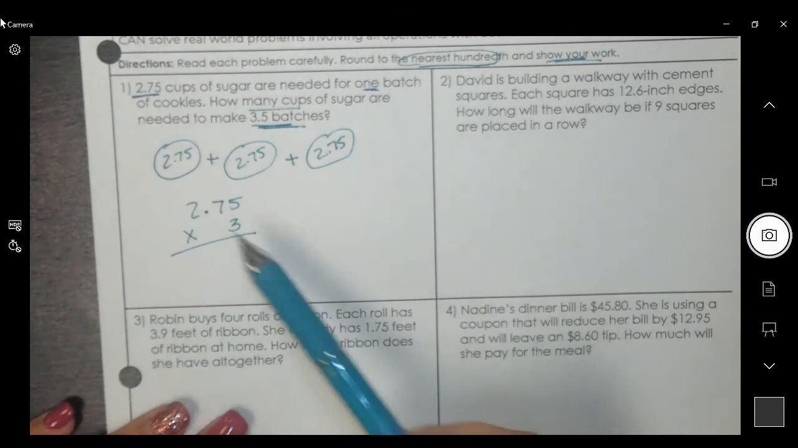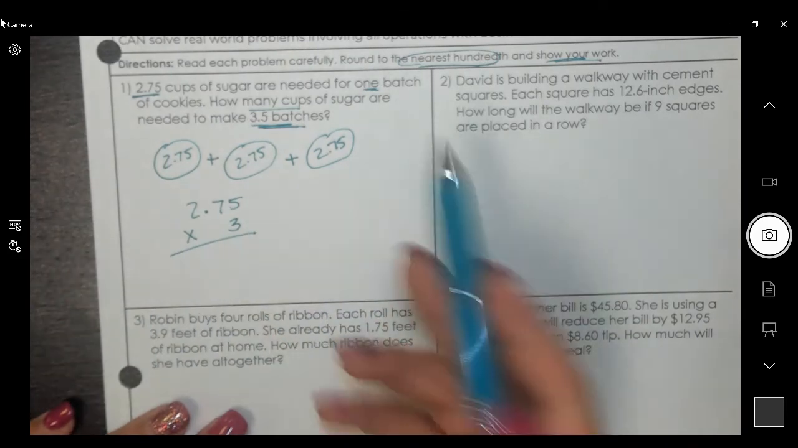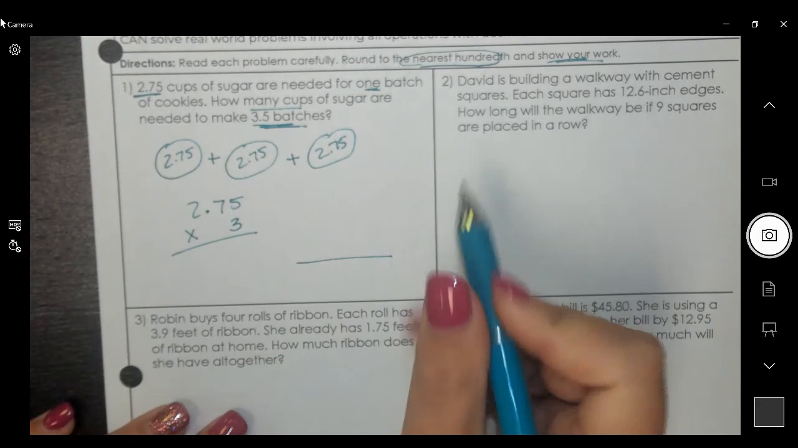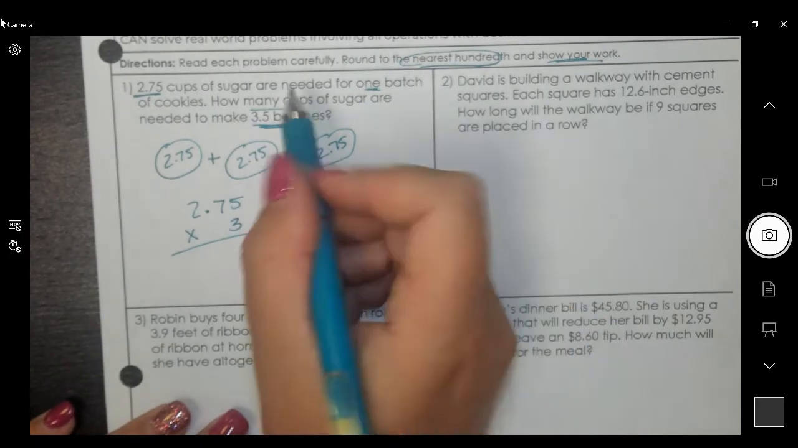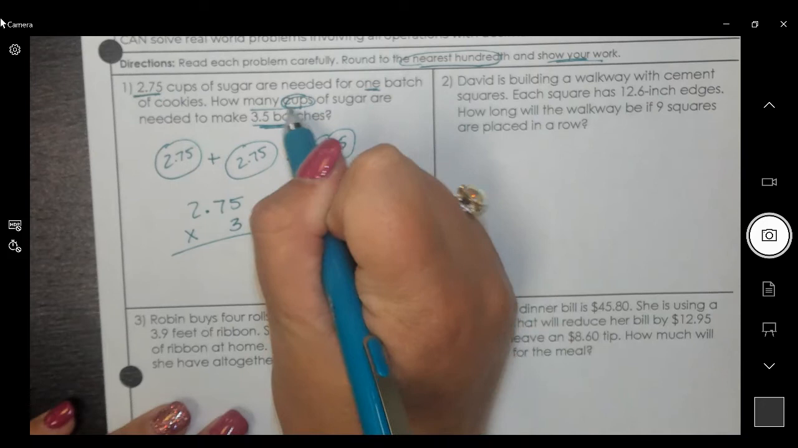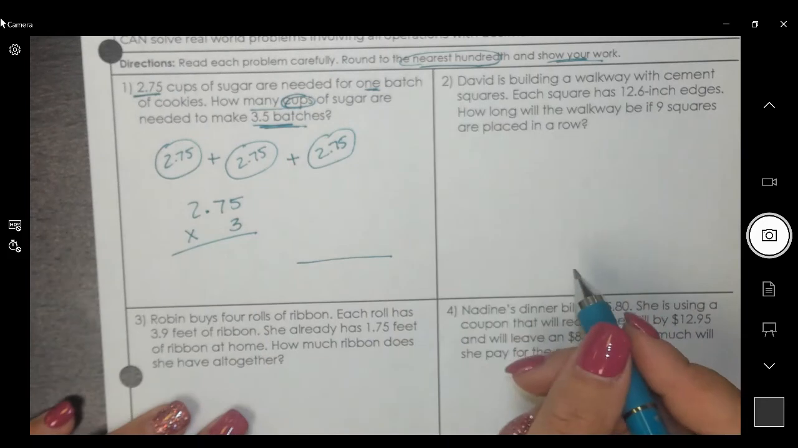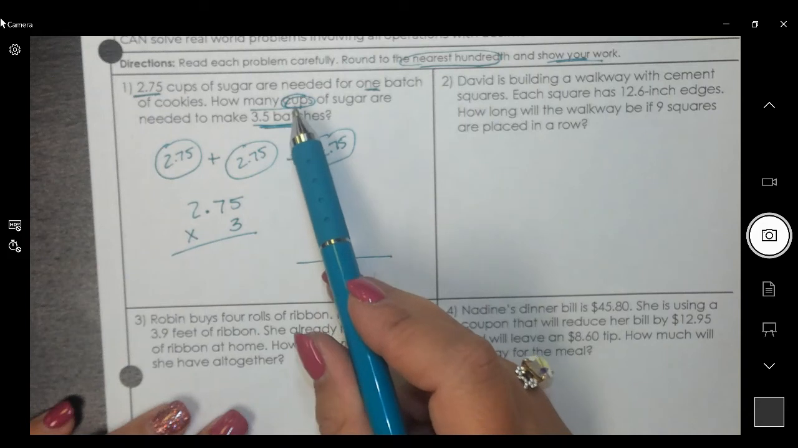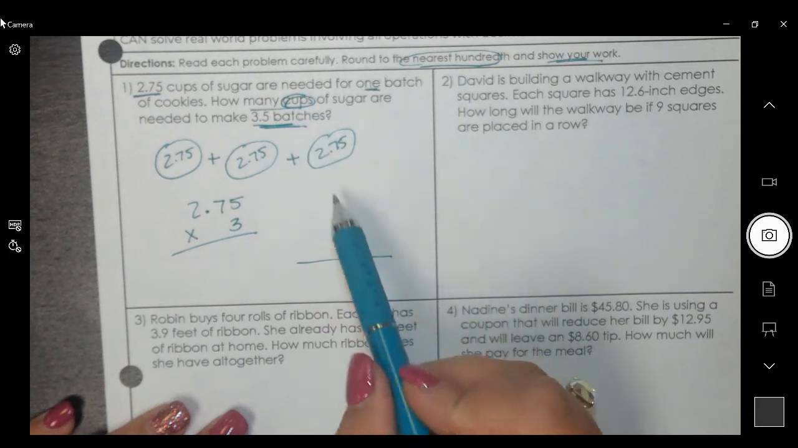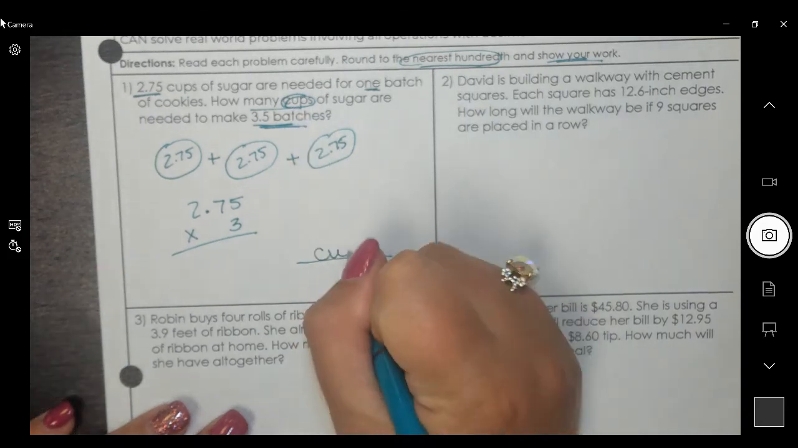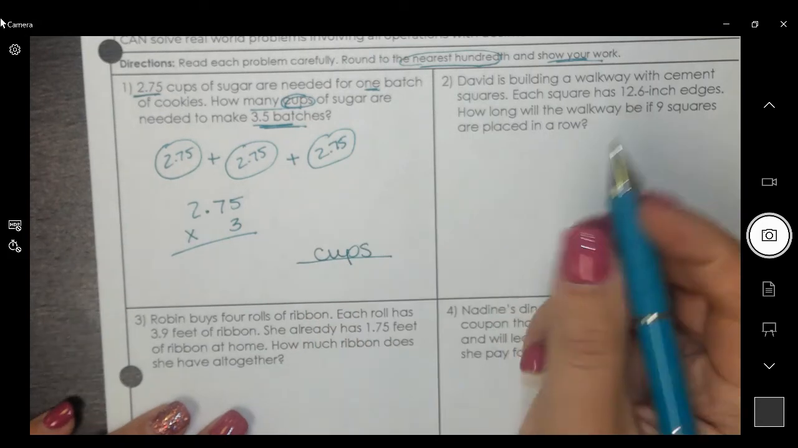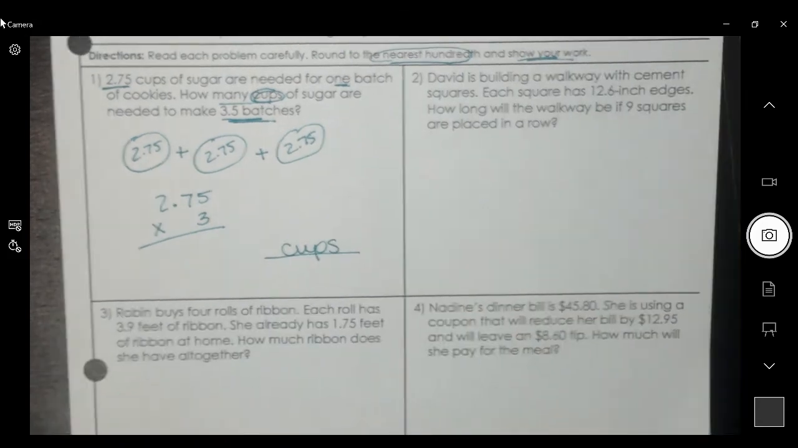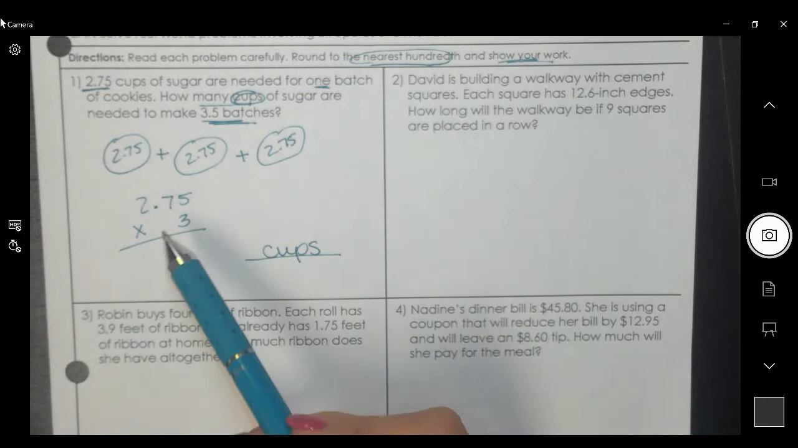And remember, when you get this answer here, you need to label it with the unit of measurement you're using. We're using cups. That's what our answer is representing. Not batches. We know how many batches we're making. We're trying to see how many cups of sugar it is going to take. So our unit of measurement will be cups. Okay? So I'm going to let you do the math on that one.